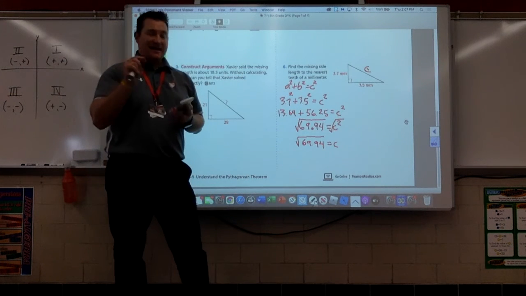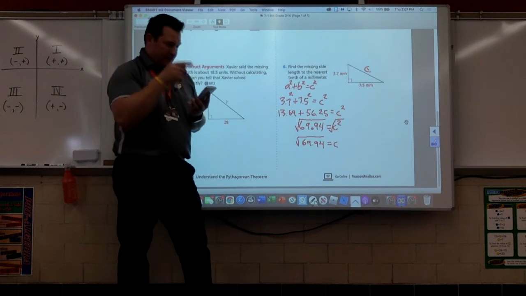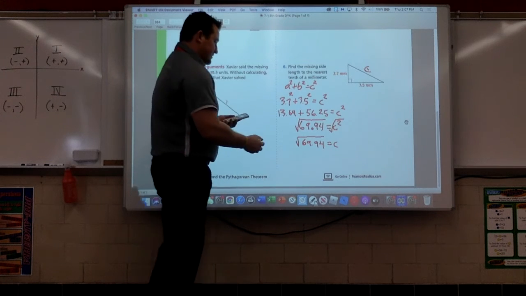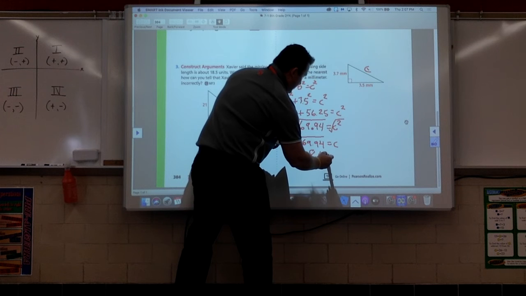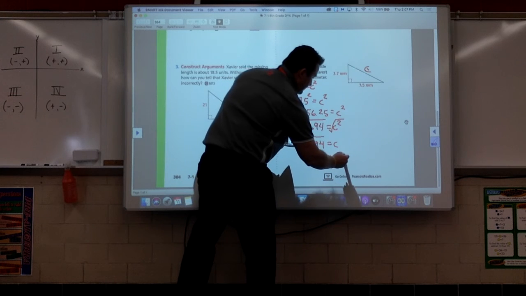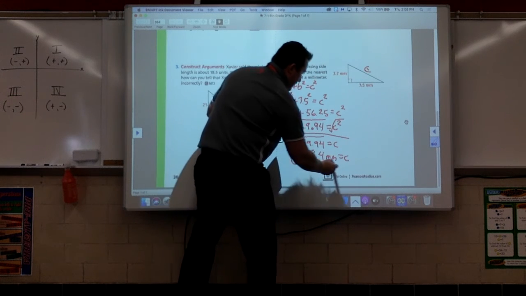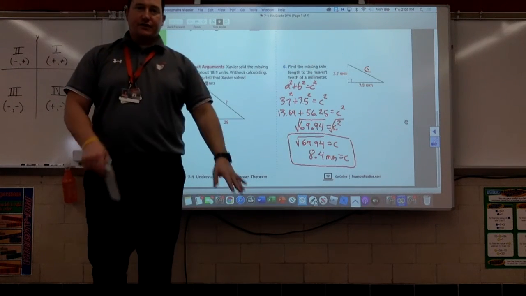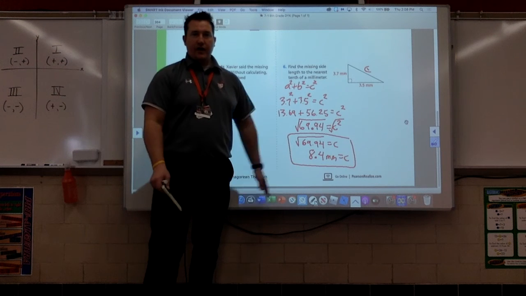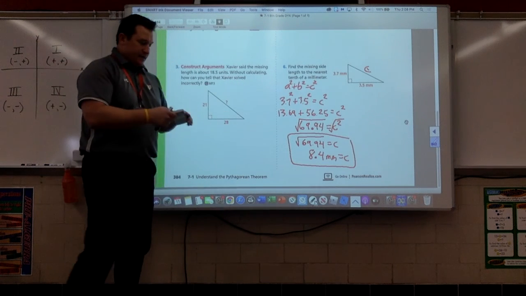Okay, nearest tenth. Yep, I'm looking at the 3. Looks like the 6 is going to round that up to 8.4 millimeters. Again, we're working on writing our two answers, and here they are.